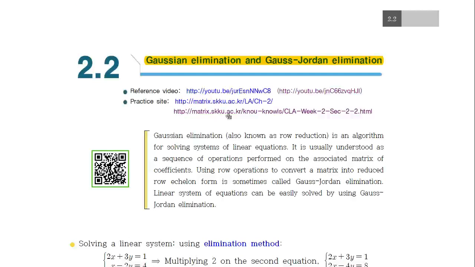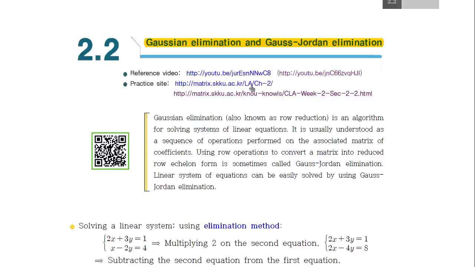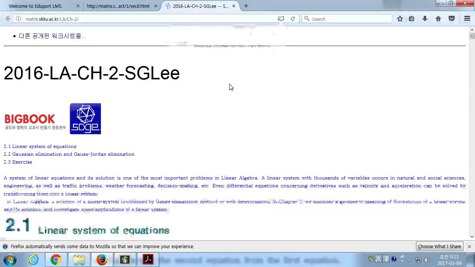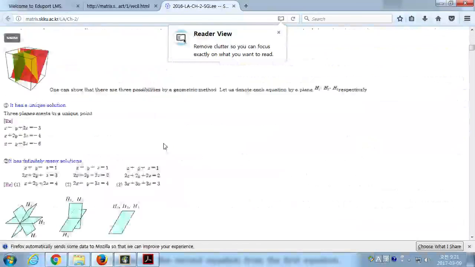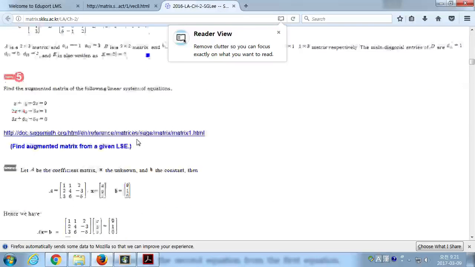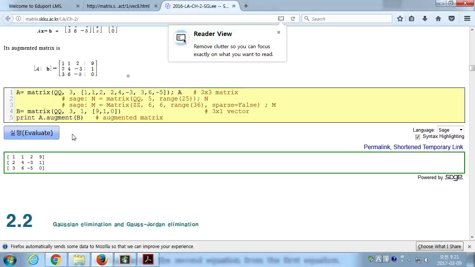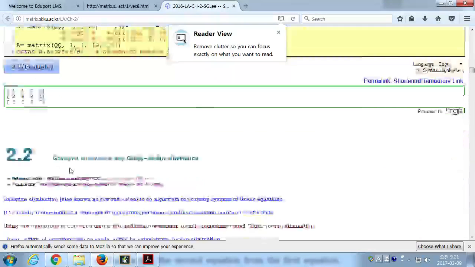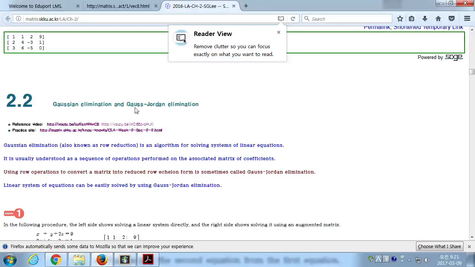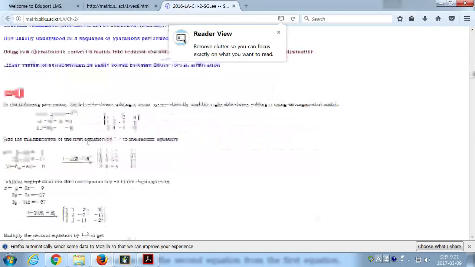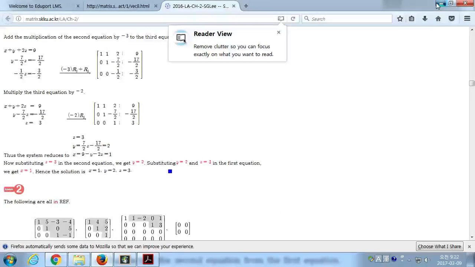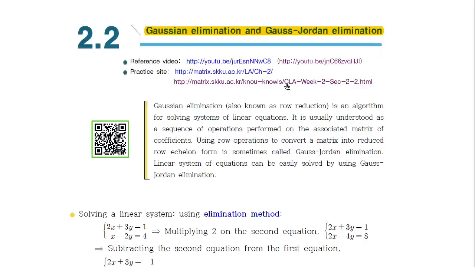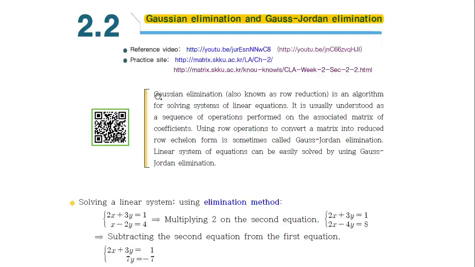Section 2.2. Here, you will see most of the contents that you have seen to find the augmented matrix from the given linear system of equations. And here, Gaussian elimination and Gauss-Jordan elimination. But I will use PDF file for today's lectures. Here, Gaussian elimination is an algorithm for finding solutions of systems of linear equations.